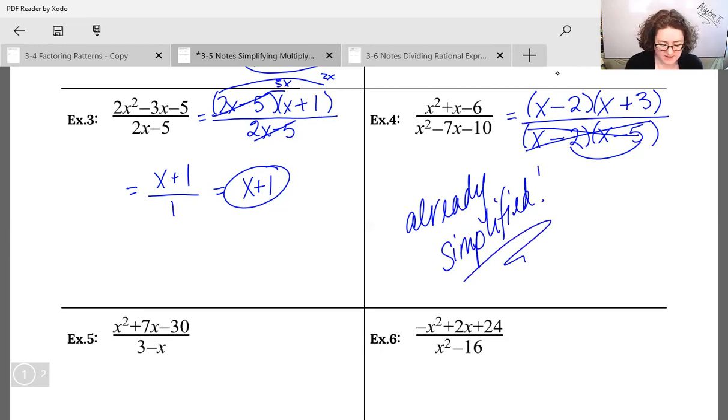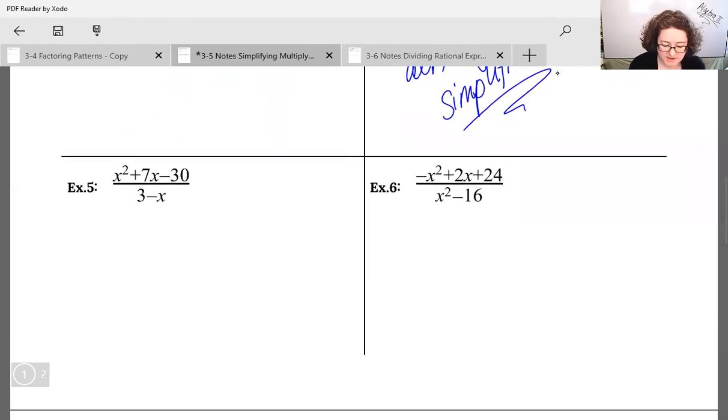Alrighty. Example 5 then must be the one that worked, but let's just double check. So again, factoring out the numerator, we have an x and an x. We have a -30, and we're trying to make a 7. Well, 30 is 3 times 10. So if I did a +10 and a -3, or +10x, -3x, that would give me my +7x, and then I have -3 times 10 makes that -30.